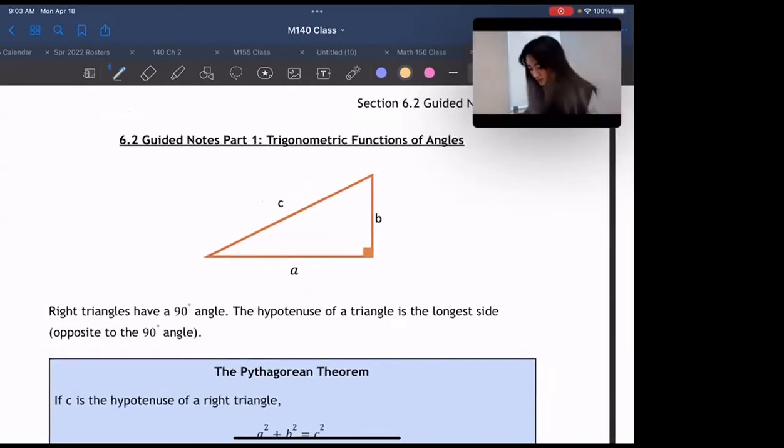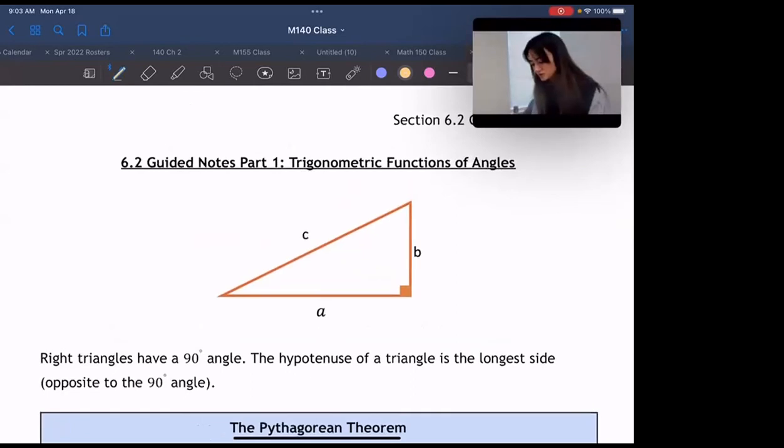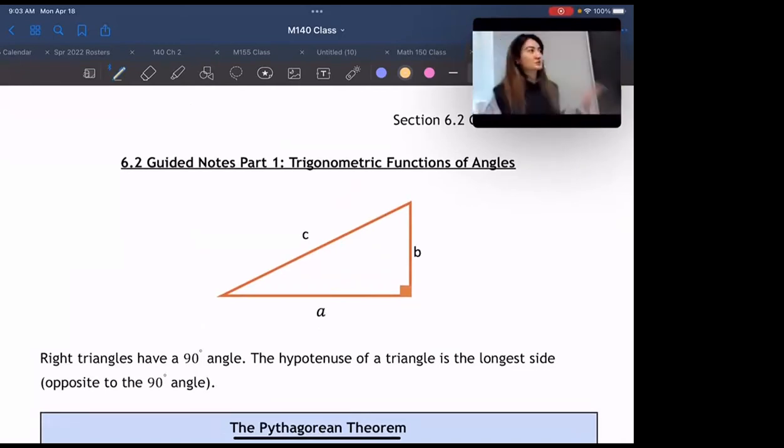So let's try to just focus our mind on this. Remember what we were dealing with before. I actually have the wrong set of guided notes out, so here we go. Okay, so we started 6.2 before the test, and we started talking about these weird things called trigonometric functions of angles, but we didn't really introduce anything yet.